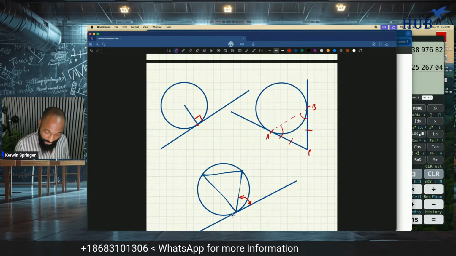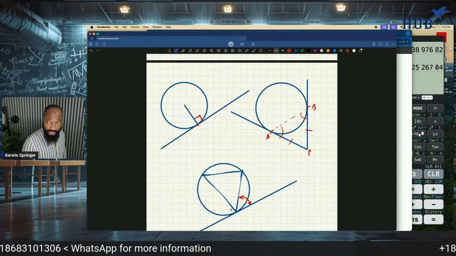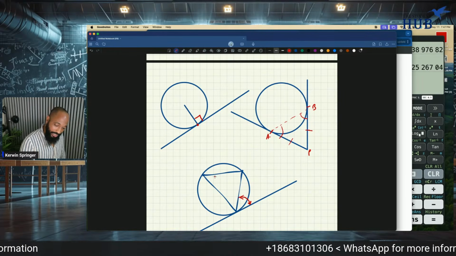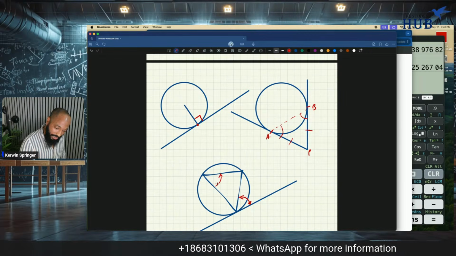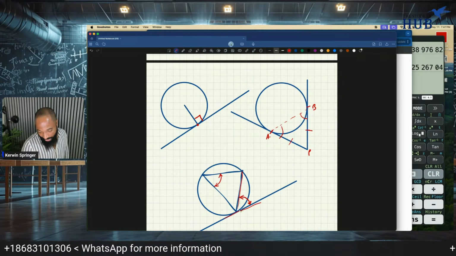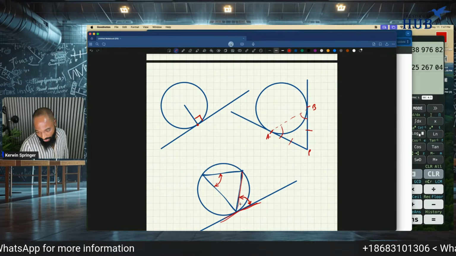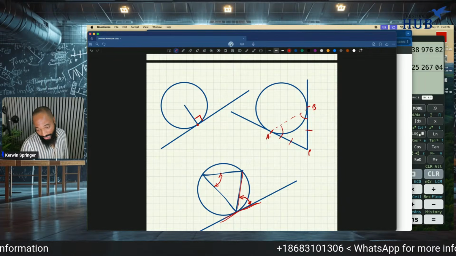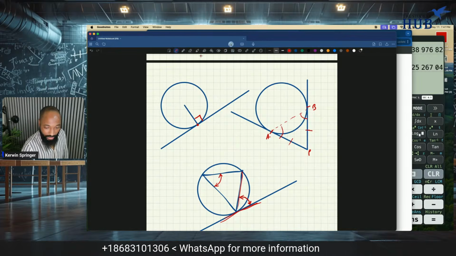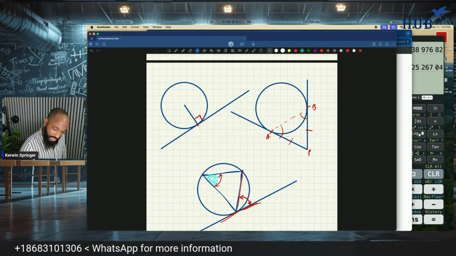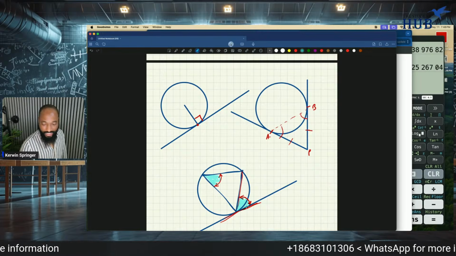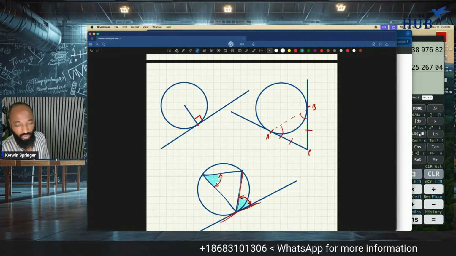The angle between a tangent and a chord is equal to the angle in the alternate segment at the circumference. Or, the angle between a tangent and a chord is equal to the angle subtended from the chord to the circumference in the alternate, or opposite, segment. So this angle here is equal to this angle there. One of the sneakiest theorems to spot. Call it the alternate segment theorem.